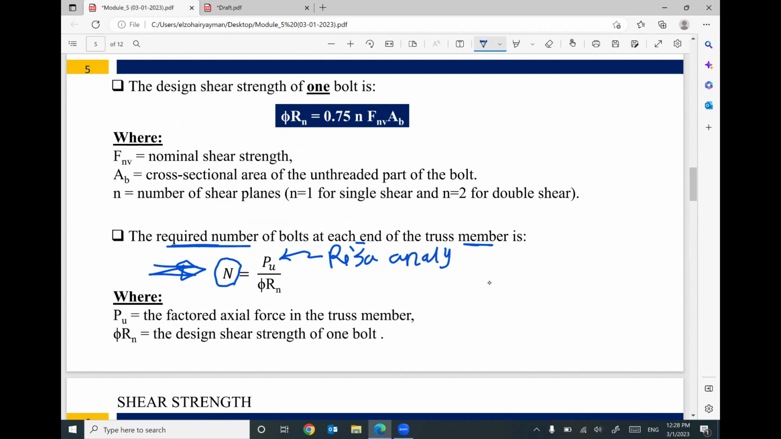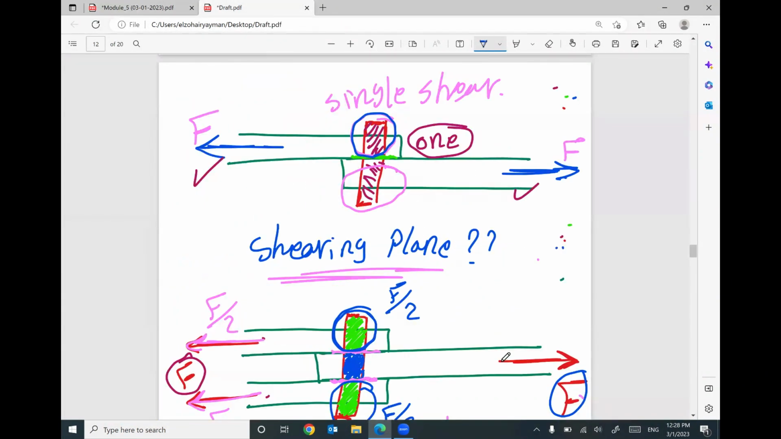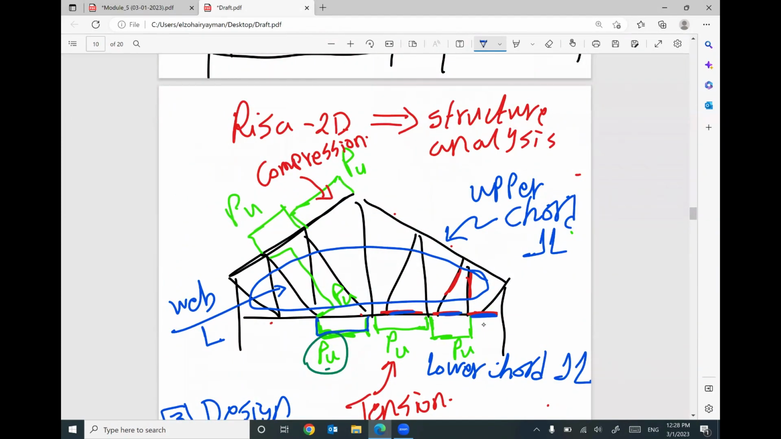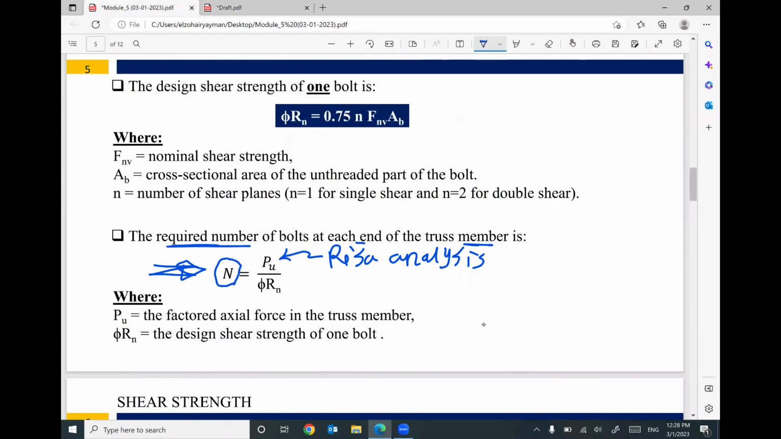Do you remember the P ultimate, which is coming from structure analysis, the diagram on each member? We have P ultimate. This P ultimate will be divided by phi Rn. Phi Rn is called the design shear strength of only one bolt. How can I figure out this value? I can figure out P ultimate from structural analysis, or 1.2 dead load plus 1.6 live load.